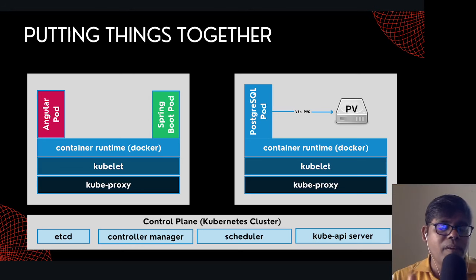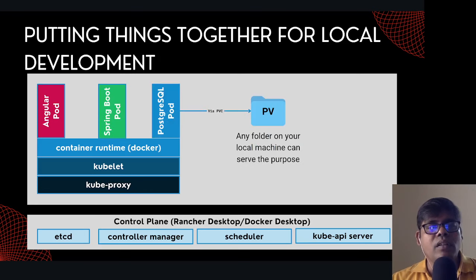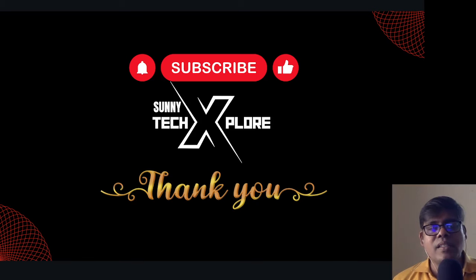So PV and PVC, we will attach it to a node because that is a storage or a disk, but because it becomes a PV from a Kubernetes perspective, it is available for the whole cluster. Okay, that's what we'll cover in this video. In the next video we will do a hands-on deployment of this Angular, Spring Boot and PostgreSQL, and in that video we'll only focus on the deployment, not the development part of the applications.